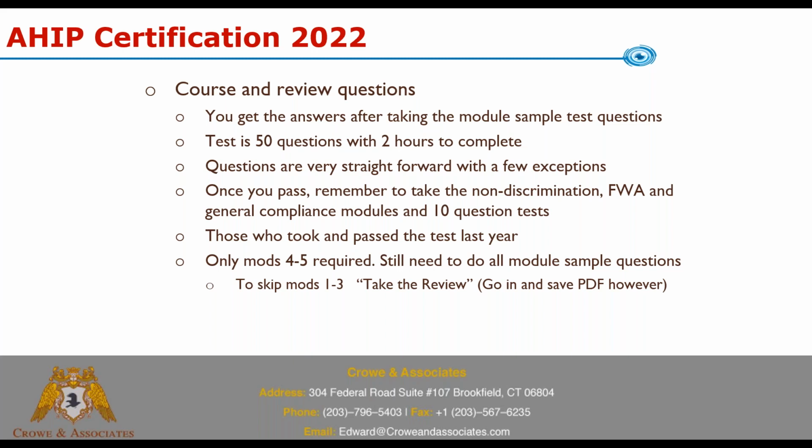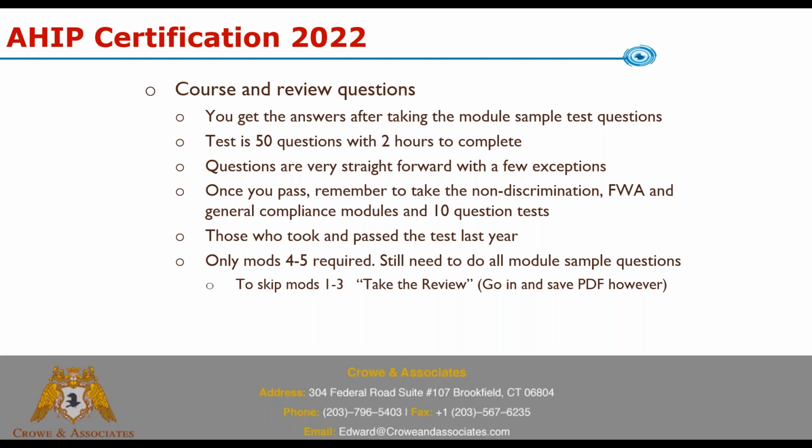And if you had AHIP for 2021, one thing that can save you some time is if you took 2021 AHIP, you only have to click through modules 4 and 5. You don't have to click through 1, 2, and 3. So you can skip 1 through 3. They're still going to test you on questions based from the sample questions on all 5 modules. But again, if you want to just click through 4 and 5, it'll save you some time.